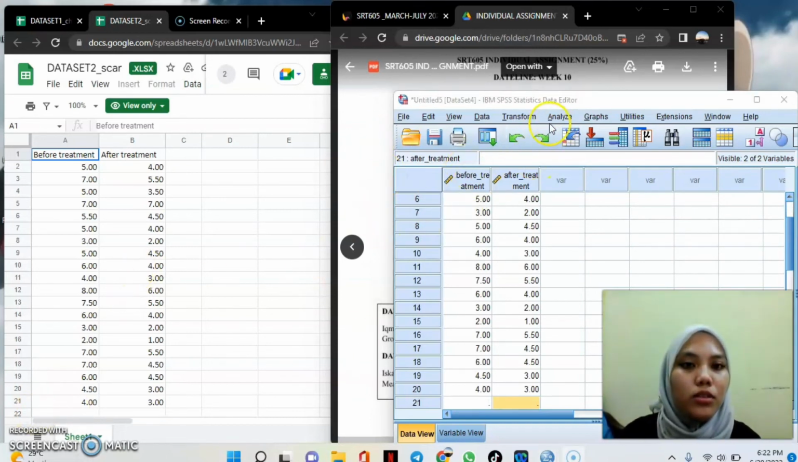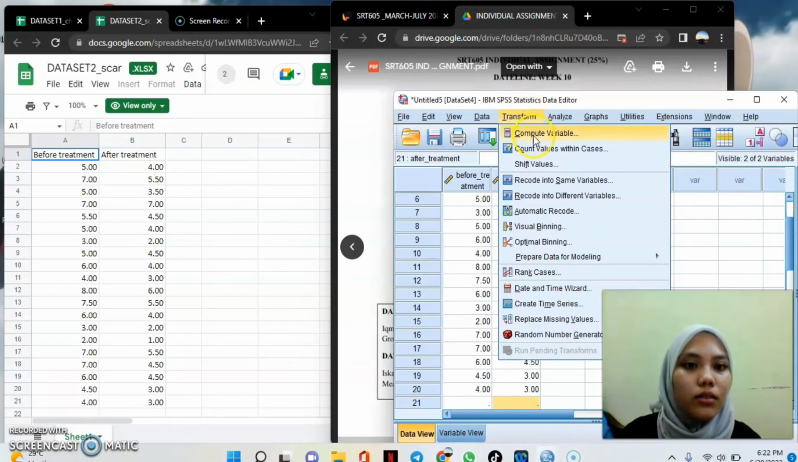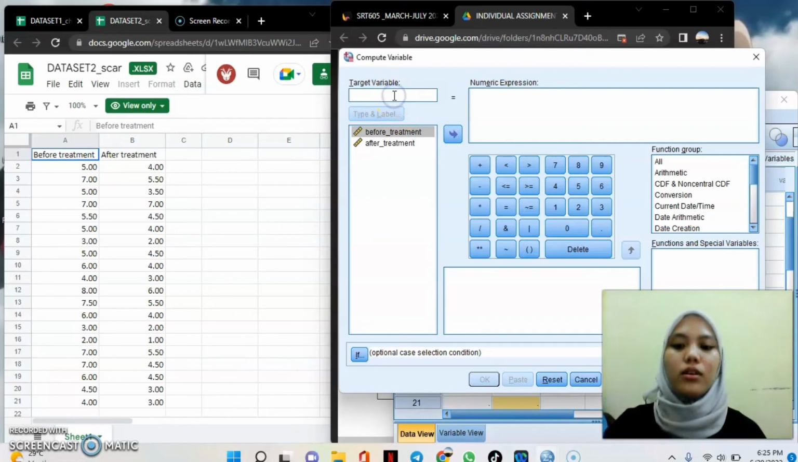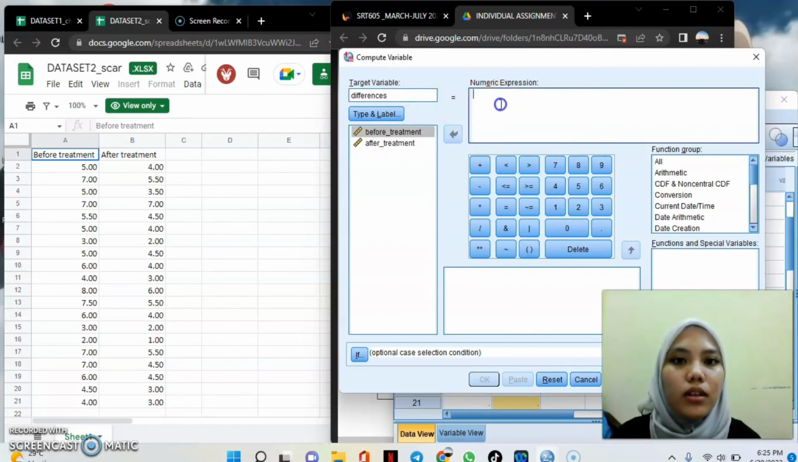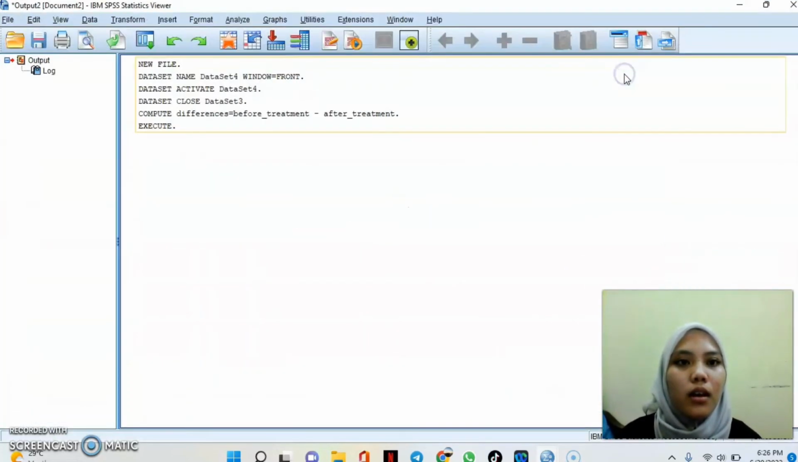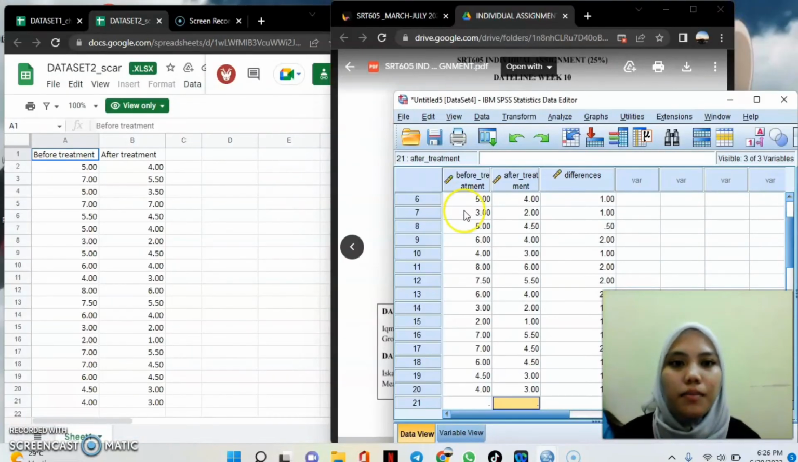Okay, and then we're gonna proceed to Transform, and then Compute Variable. For the target variable, we're gonna put differences, and then the before treatment we put here, minus the after treatment here, and then okay. This is for the differences between before and after treatment.